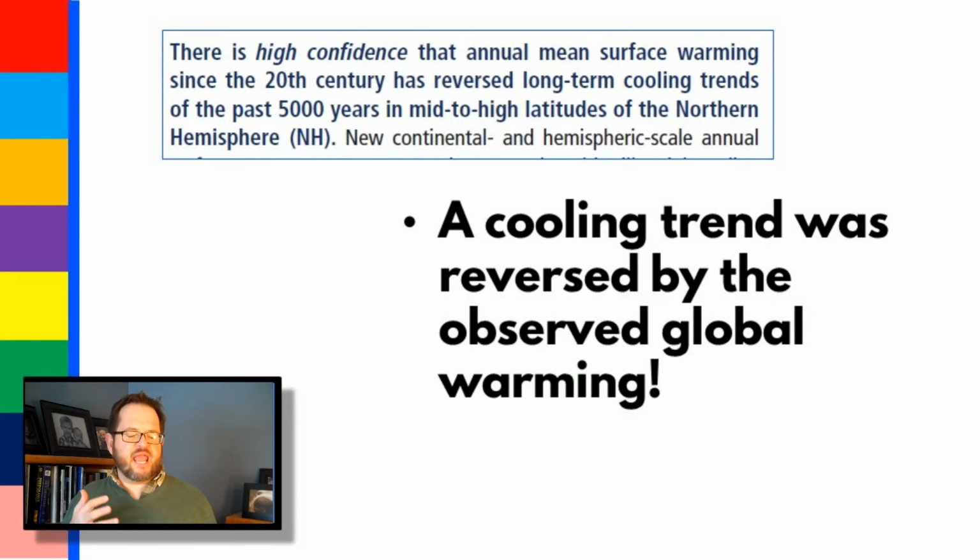There's high confidence that annual mean surface warming since the 20th century reversed the long-term cooling trends over the last 5,000 years in the Northern Hemisphere in particular. In other words, as we came out of the Holocene climatic optimum, it looked like there was a long-term trend as we were heading into some kind of stadial period. That's gone. That's not going to happen now. The addition of greenhouse gases has made sure that that trend, on the order of 5,000 years, has stopped. Huh.